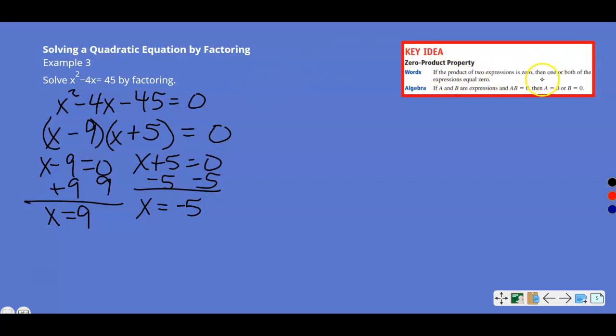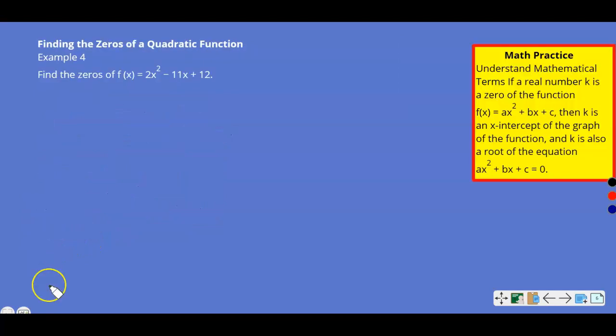Okay, so when you have the product of two expressions equal to 0, then both expressions equal 0. So all you have to do is set a times b equals 0, then set a equal to 0 and b equals 0. That's what we did. x minus 9, we set that equal to 0. x plus 5, we set that equal to 0 using this zero product property. So we have solved this quadratic equation by factoring, and x equals 9 and x equals negative 5. So those would be the roots of this quadratic equation.